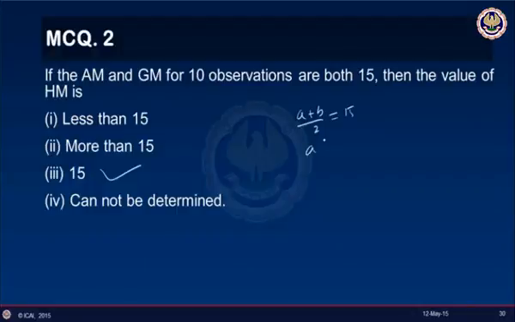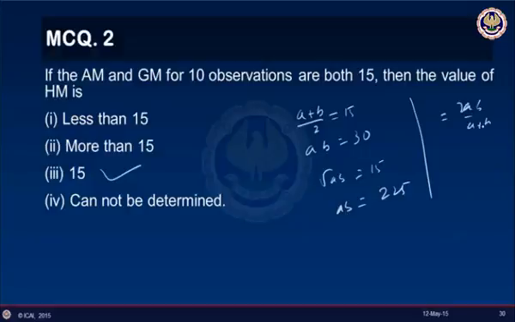A plus B equal to 30, and GM of the 10 observations, square root of AB is 15, so AB equal to 225. Then HM is 2AB by A plus B, that is 2 into 225 by A plus B, which is 30. 2 15s are 30 and 15 15s are 225, so HM is also 15. Option 3 is the correct one.